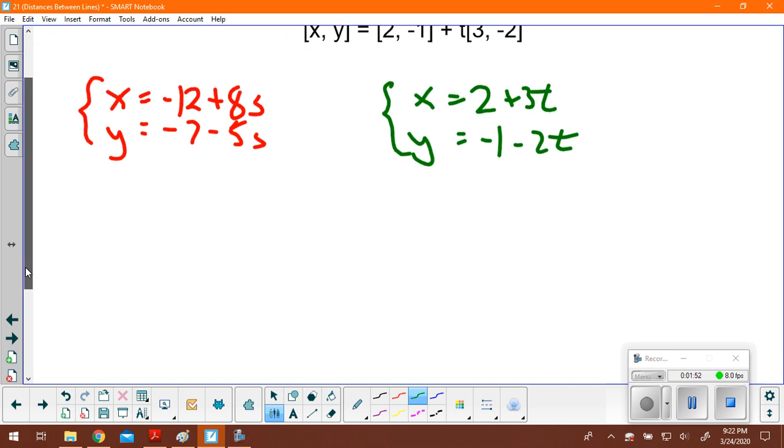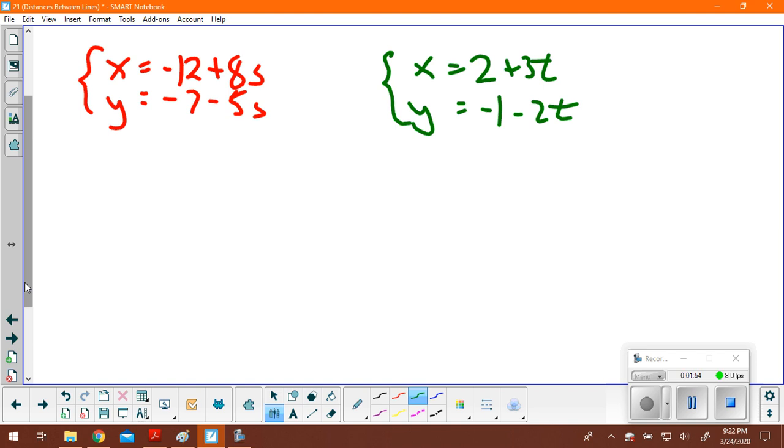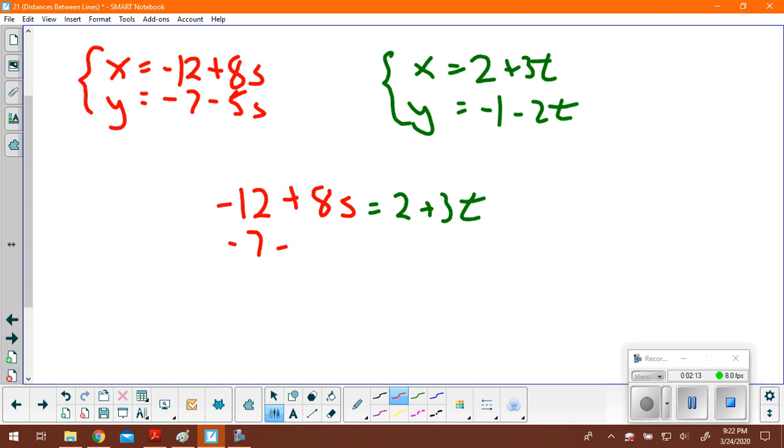Now we set the matching parameters equal to each other. For my first pair, we've got -12 plus 8s equals 2 plus 3t. And for my other one, -7 minus 5s is equal to -1 minus 2t.